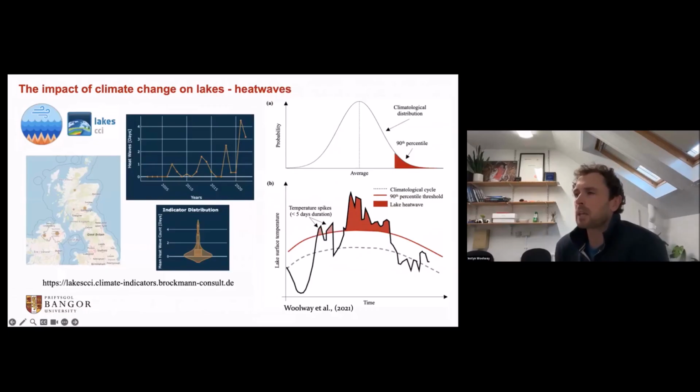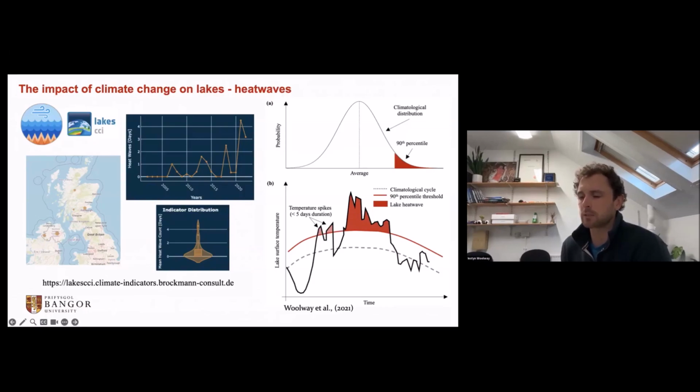So as well as looking at mean changes in lake surface temperature, so how the mean state changes both historically and into the future, we also defined a metric which we called lake heat waves. So lake heat waves are similar to atmospheric heat waves or marine heat waves. They're periods of extreme surface water temperature in lakes.